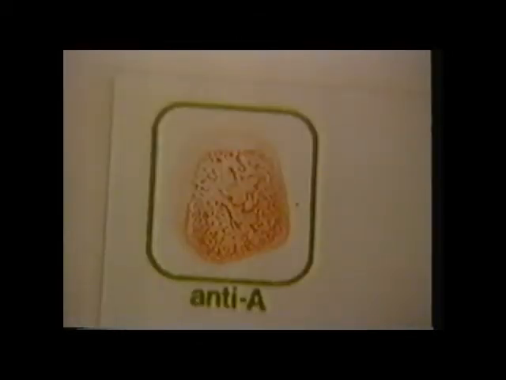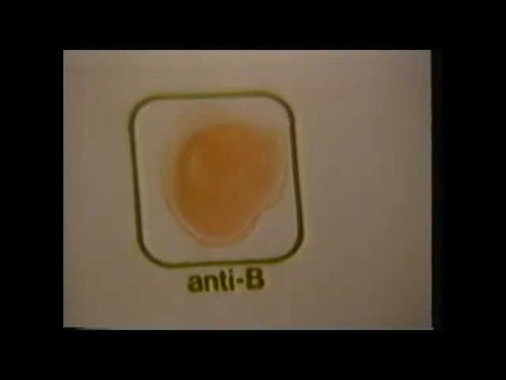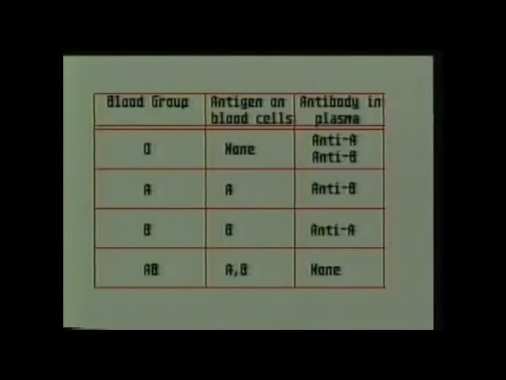Blood is also mixed with water as a control. This blood sample has started to show clumping in the presence of anti-A antibodies. This means that antigen A is present on the blood cells. There is no clumping with anti-B antibodies, so there are no B antigens on the cells. If we look at the table, we can see that the patient belongs to blood group A.